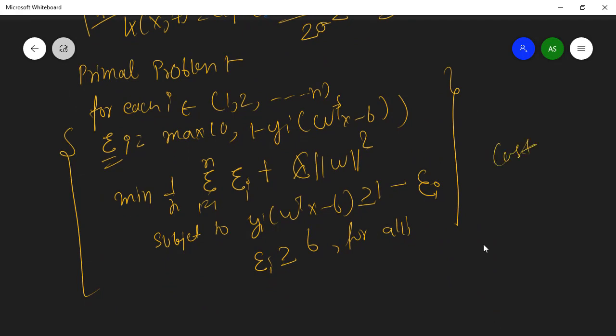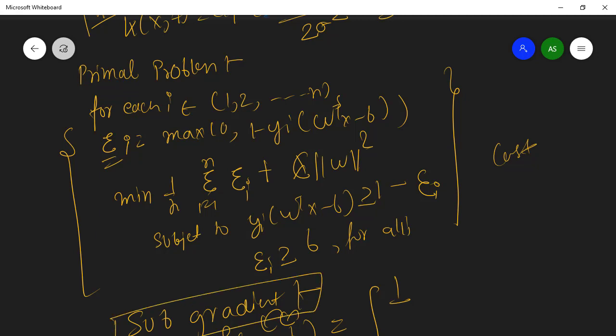Now we can use something called subgradient descent. What we do is we make a convex function f of w and b. We take the subgradient of our cost function, and then we update our parameters w and b. That's what we were doing in gradient descent, so it's a little bit different. Here we are taking the subgradient of our cost function. This is called the primal problem, and then we take the subgradient of that primal problem. Pretty easy.